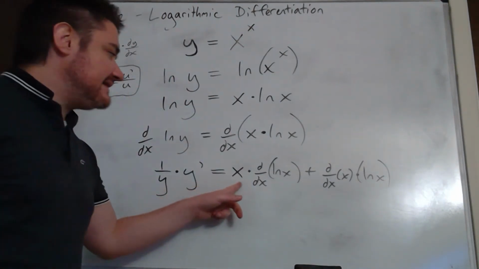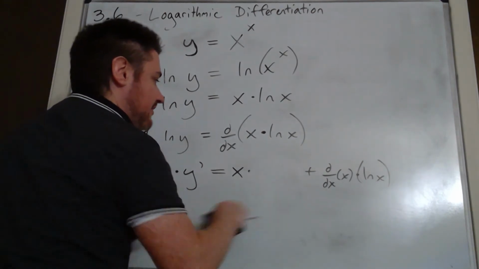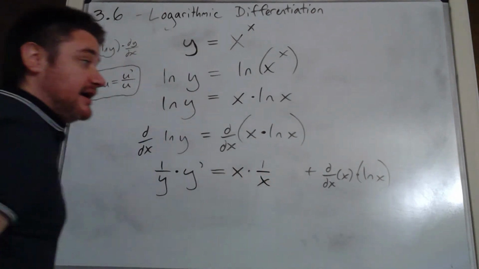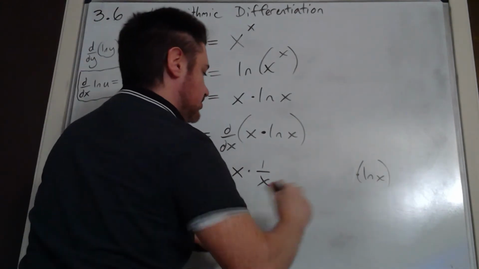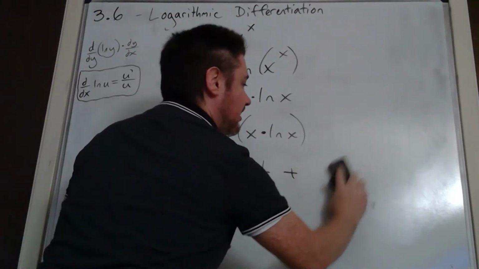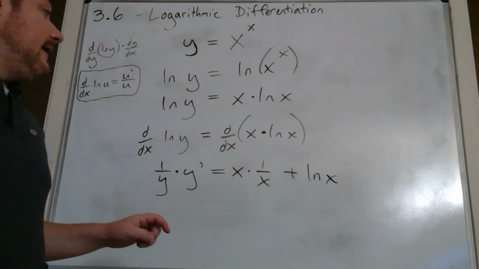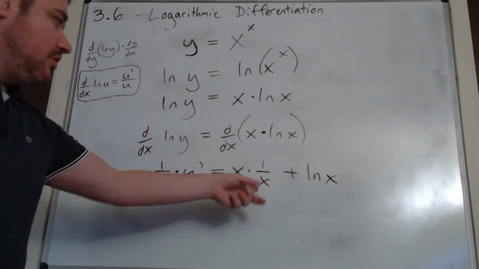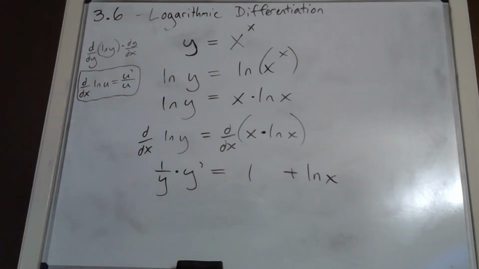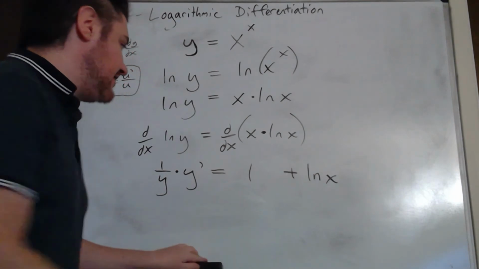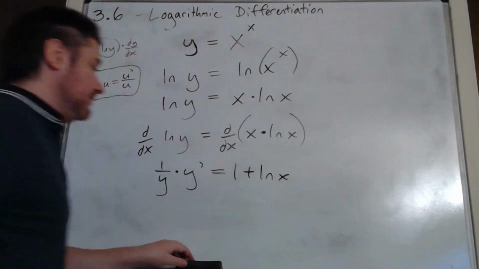Okay, well, x times the derivative of natural log of x, which is 1 over x. So we end up with x times 1 over x, plus the derivative of x with respect to itself, which is a 1. So we get plus 1 times natural log of x, so plus natural log of x. And x over x is 1. So we've got that. So 1 plus natural log of x. Let me tighten that up a little bit.